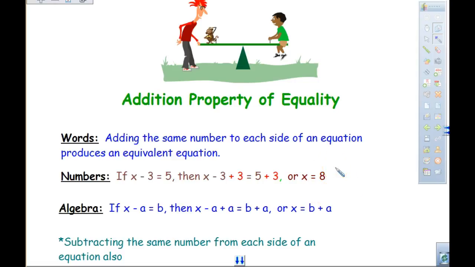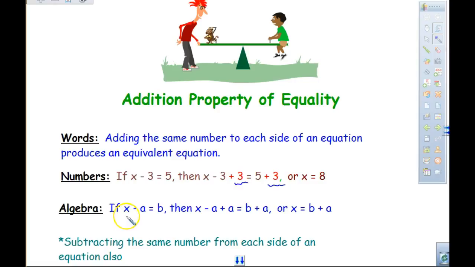If we take a look at the top of the next page of your notes, it says adding the same number to each side of an equation produces an equivalent equation. So if I start with x minus 3 equals 5, I can add 3 to both sides of the equal sign, and I keep that balanced.